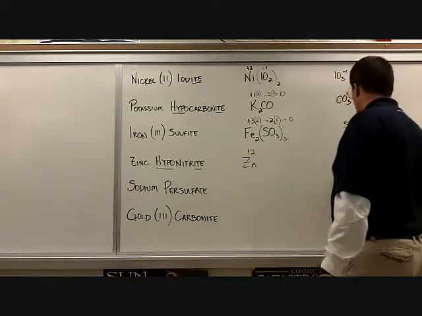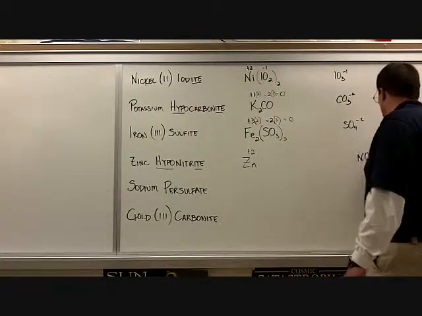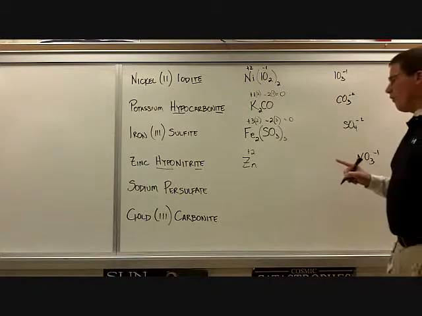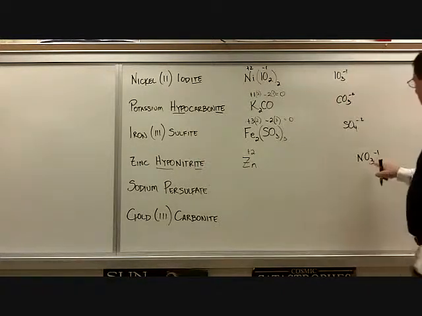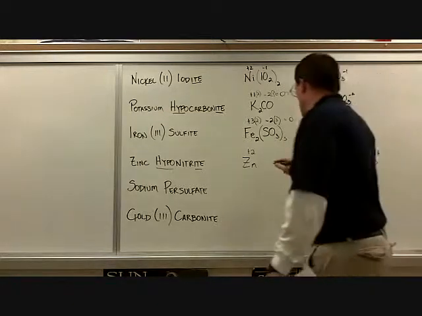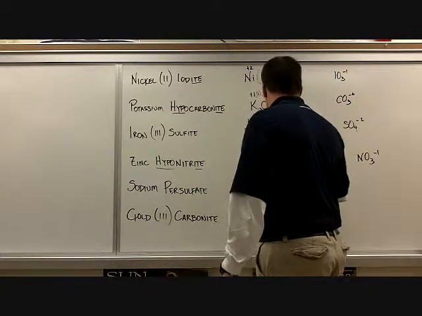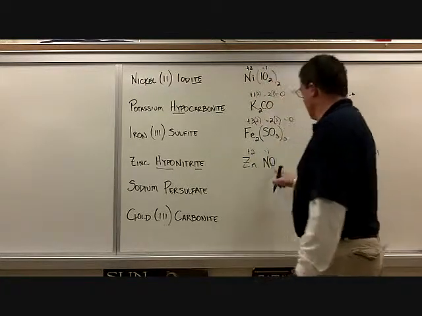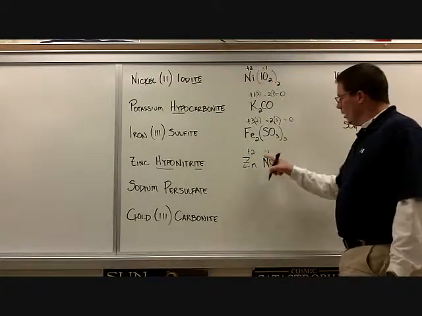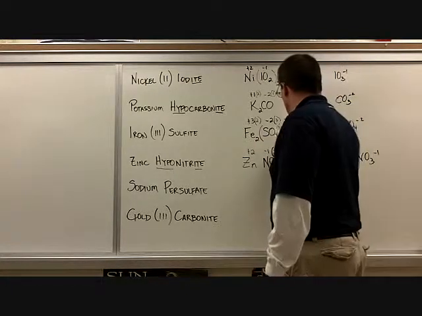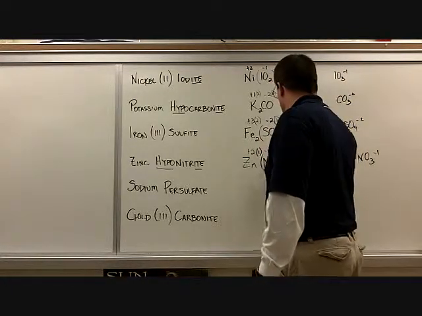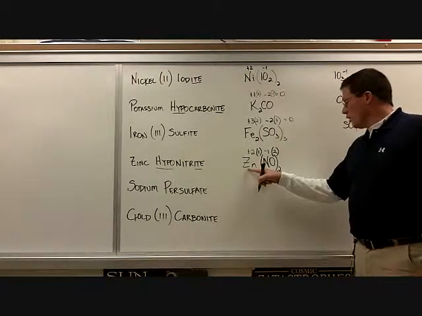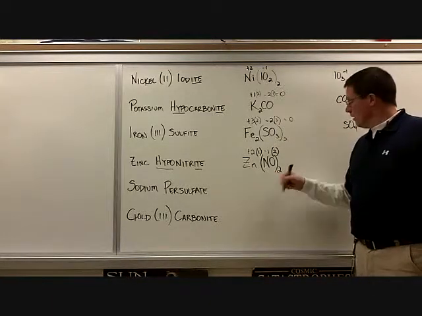Hyponitrite, again, nitrite is from nitrate, which is NO3 with a -1 charge. So if I have hyponitrite, that means I'm taking 2 oxygens off of this. So NO, and since it has a -1 charge, that's my basic formula. And then let's balance charges, so I need 2 of those and 1 of those. So parentheses, the NO, because we have a polyatomic, there's your zinc hyponitrite.